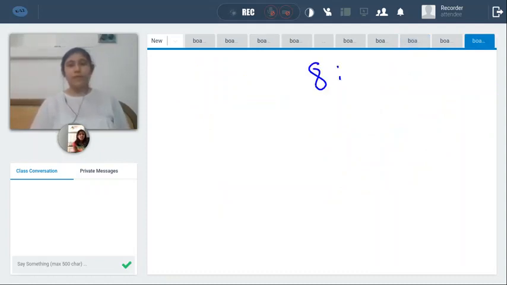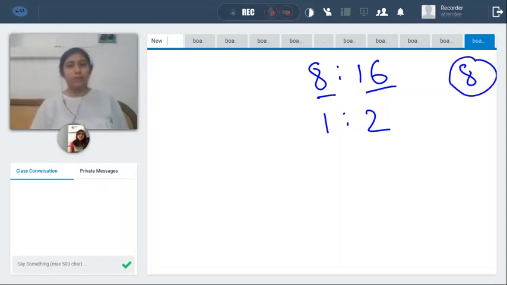If we take 8:16, so now we know the tables of 8, right? We can know that it is 1:2, because both the numbers 8 and 16 have a common factor, which is 8. Okay, so it is very simple for us. The higher numbers you take, the simpler it gets. Why? Because higher numbers have a lot of factors, and we can see the common factors.